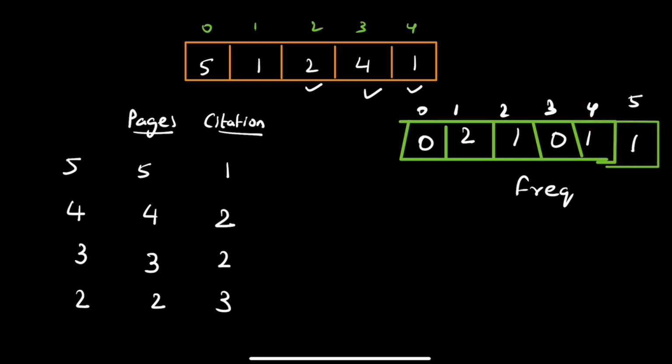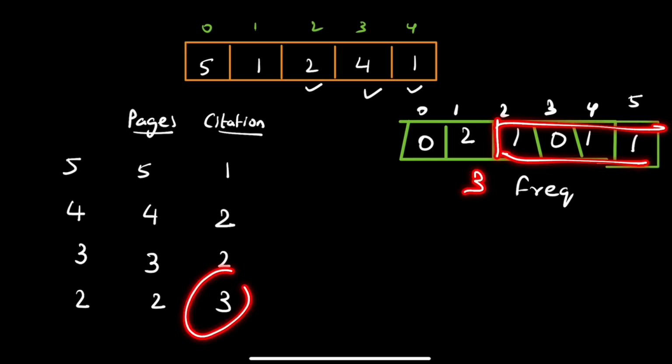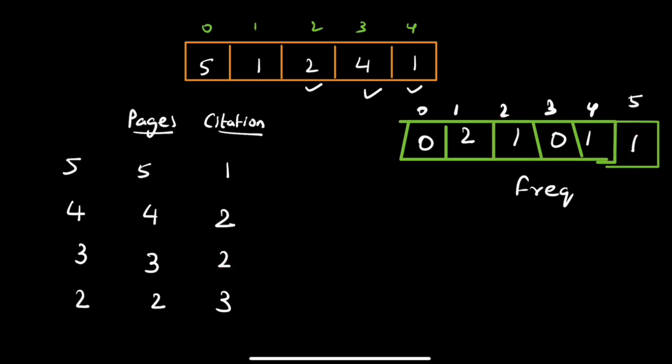Okay. Now for index 2, which is nothing but page 2, what is the citation? If you accumulate it from here, right, it is 3. So whatever citation we got, it's 3. Correct, right? If we again accumulate from this index till this index, it will again take O of n time, right? So whatever we have done will become a waste. So instead of that, we'll create a count variable, which will be initially 0. Okay. So we'll start from index 5.